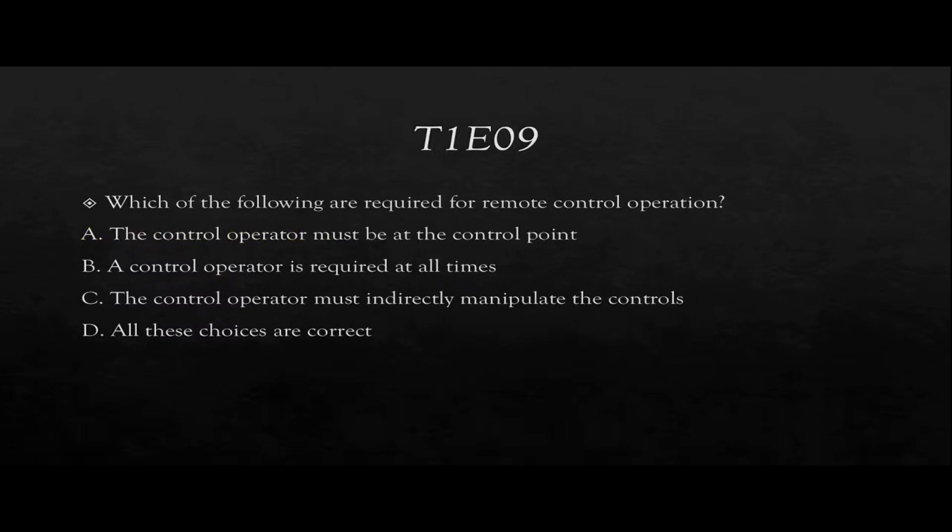Number 9. Which of the following are required for remote control operation? A. The control operator must be at the control point. B. A control operator is required at all times. C. The control operator must indirectly manipulate the controls. Or D. All of these choices are correct. And the correct answer is D. All of these choices are correct.